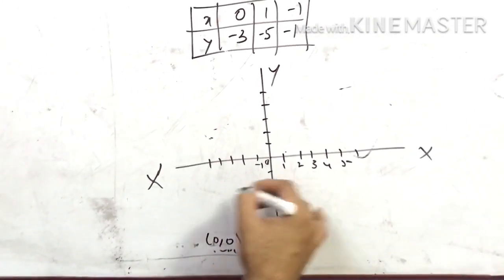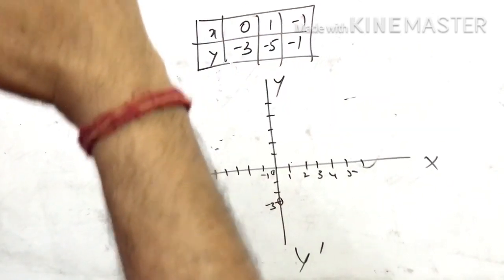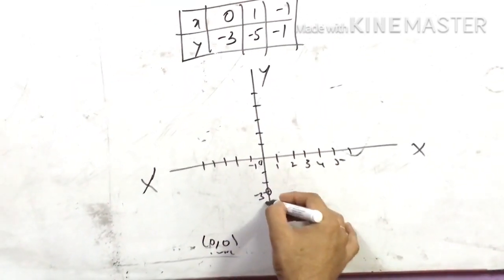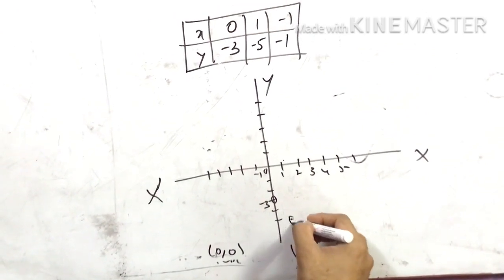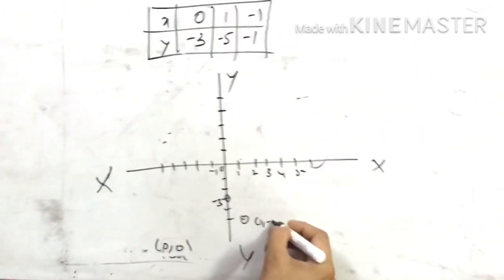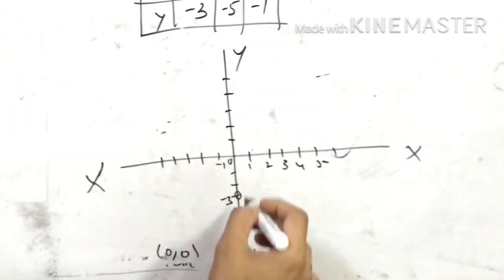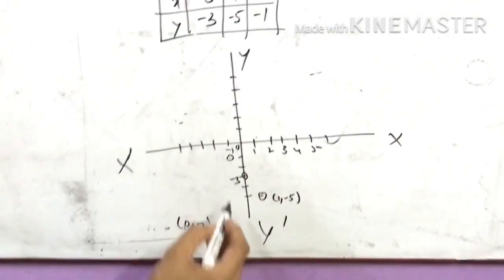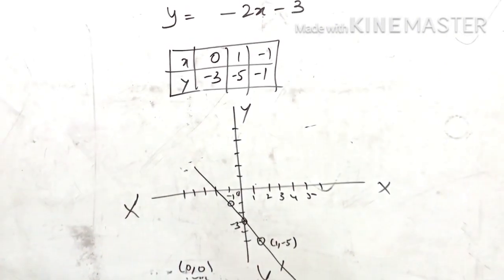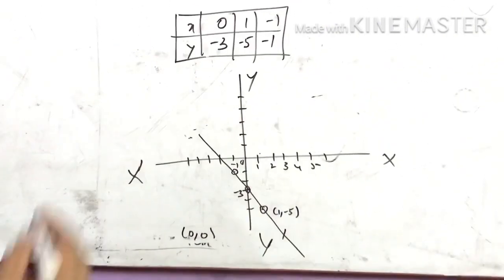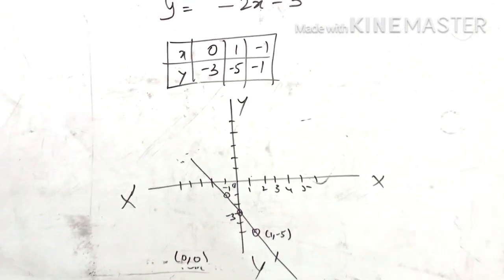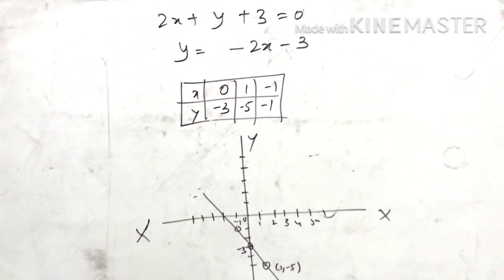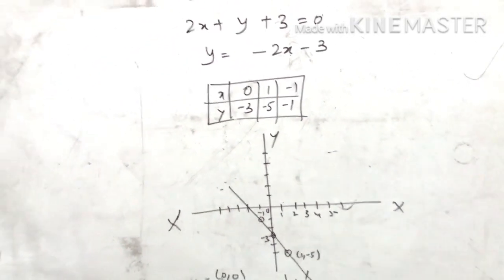So here you will get minus 3. So this will be your point, and the next is 1, minus 5. If you take this point, you can see it will come here. Third point is minus 1, minus 1. So that will be here. And you can see a line will be drawn like this. So this is the way you can draw a graph for linear equations in 2 variables.